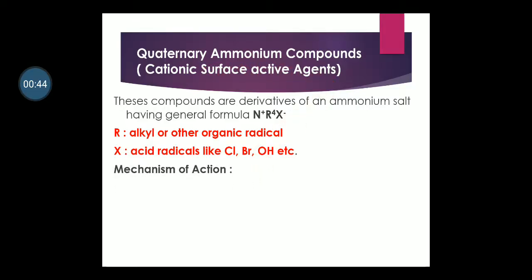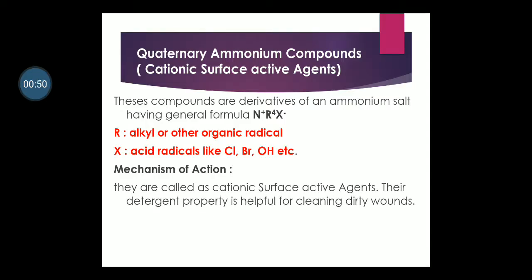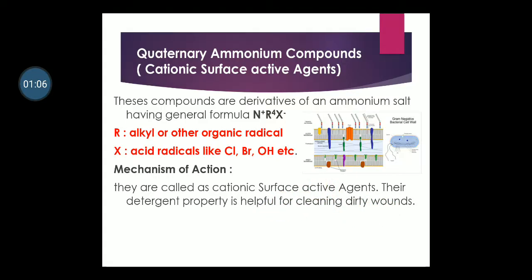Now what are the characteristics, or how are these quaternary ammonium compounds acting? As far as the mechanism of action is concerned, they are called cationic surfactants because they are positively charged and they form positively charged ions when they enter the cell, and they have detergent property, helpful for cleansing of dirt and wounds. Means these are surface active agents, and as surface active agents they will act on the cell wall, particularly the bacterial cell wall, because surface active agents act on the surface, and the surface of the bacterial cell is the cell wall.